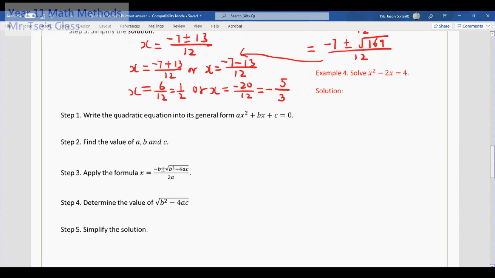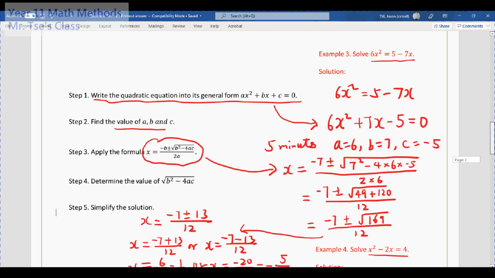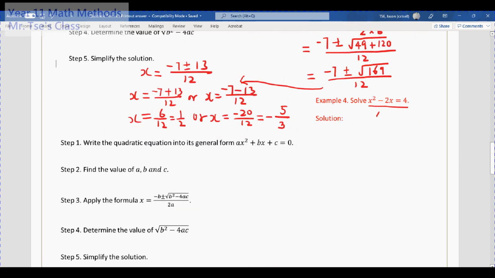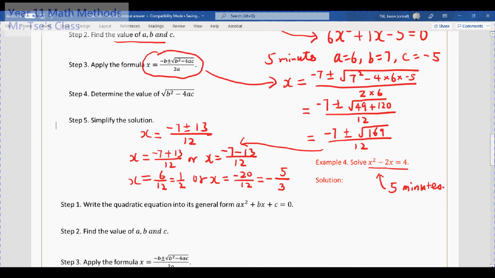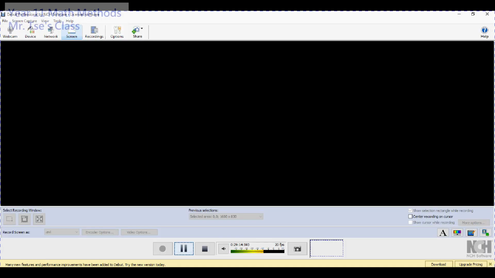So how about example 4? Again, this one you can see is not in the proper form. I will try to get you to do it by yourself. Again, try to do it, and if you can't solve everything within 5 minutes, then spend more time until you are ready. So just pause the video momentarily.